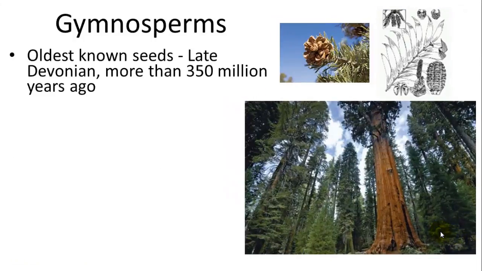So the oldest known gymnosperms were found more than 350 million years ago in the Devonian. Okay, and this is the first record really we have of seeds occurring in plants. Before that, they were all spores.